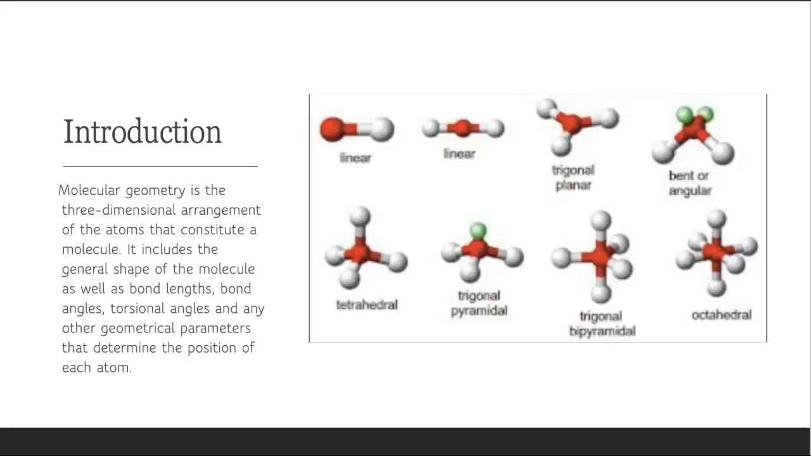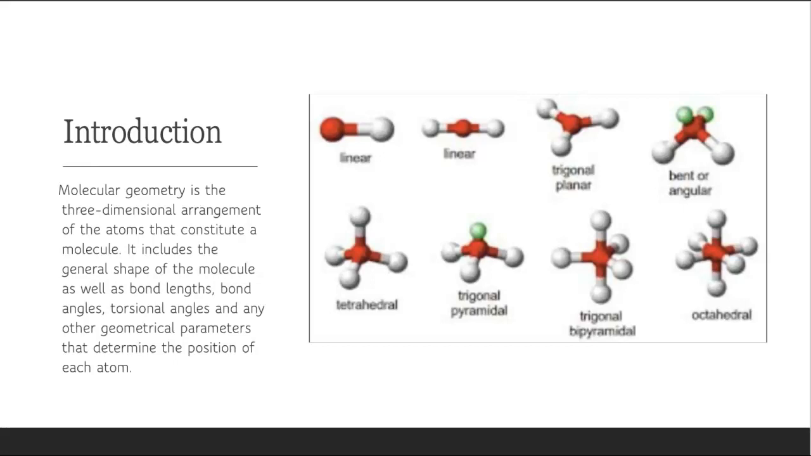Introduction. Molecular geometry is the three-dimensional arrangement of the atoms that constitute a molecule. It includes the general shape of the molecule, as well as the bond lengths, bond angles, torsional angles, and any other geometrical parameters that determine the position of each atom.